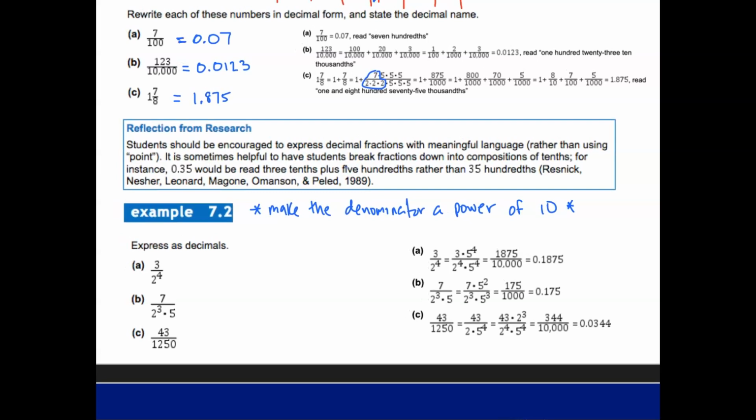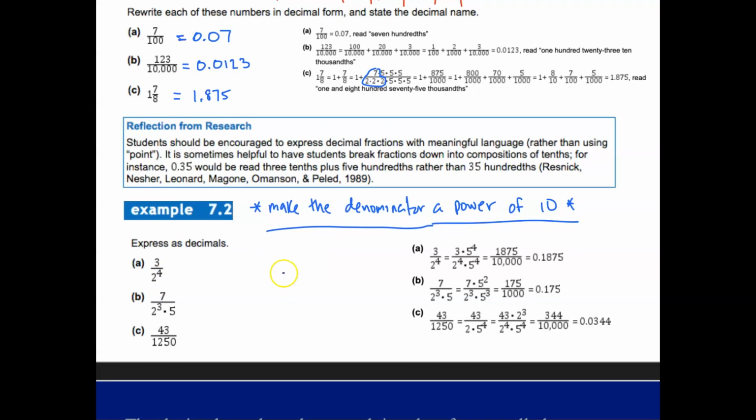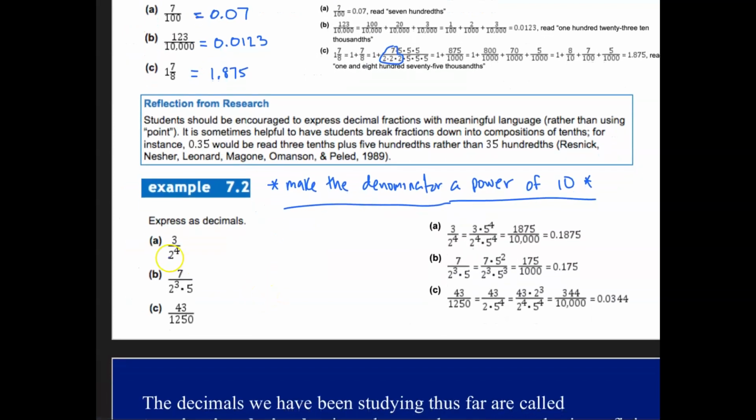Here's 2 more examples. Again, to make these into decimals, I need to make the denominators a power of 10. That's important to understand on this problem. As you do that, in order to make it a power of 10, I just need to add 5 to the power of 4, because 2 to the power of 4 times 5 to the power of 4. Remember what happens here.